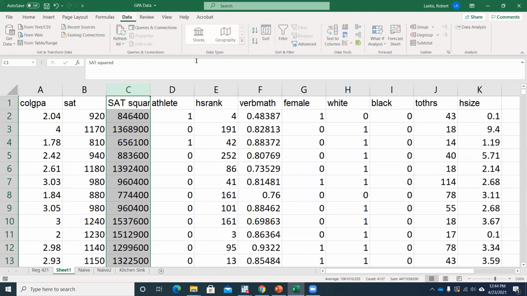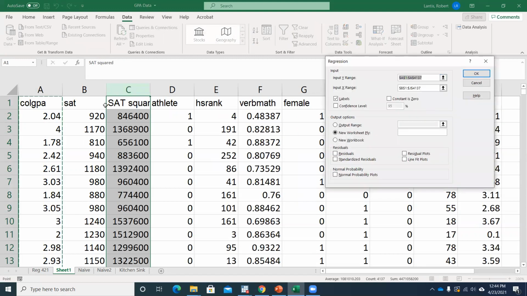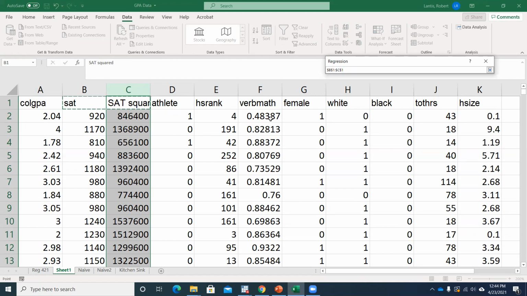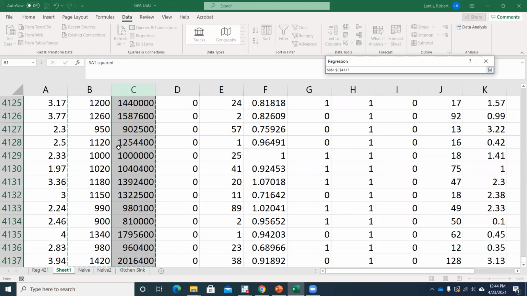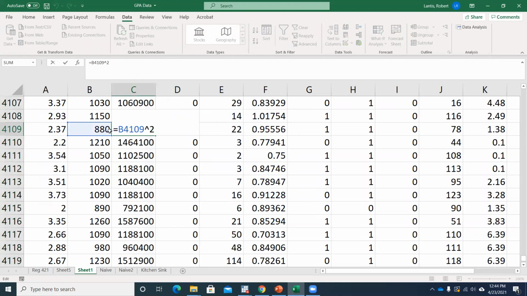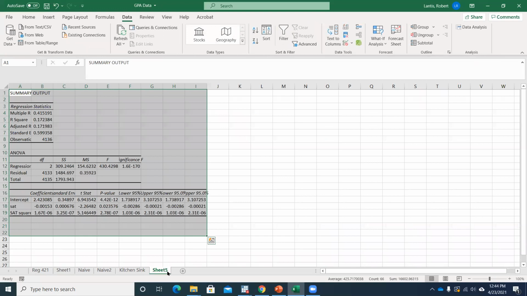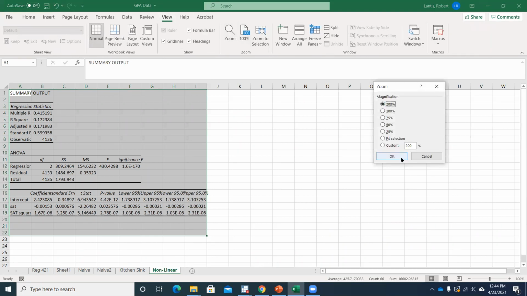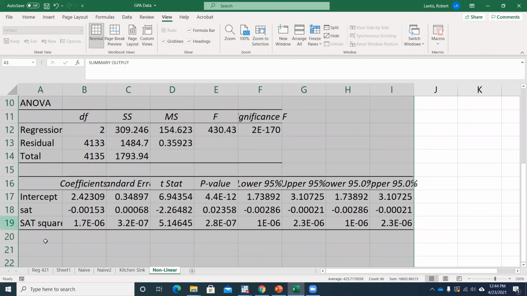So we can go to that data tab. My college GPA is still my y variable, and now I'm just going to focus on SAT and SAT squared. All I did was create another variable where I squared the SAT score variable, for every observation. I'll move this over, we'll call this non-linear. So what this allows me to do is ask, is the relationship between GPA and SAT scores non-linear?